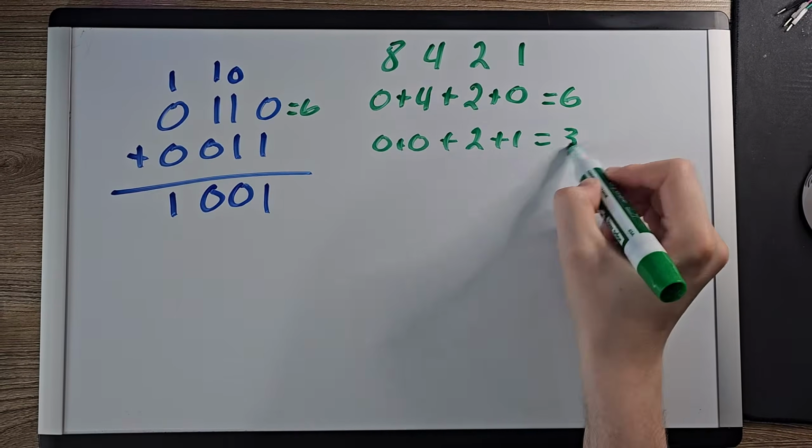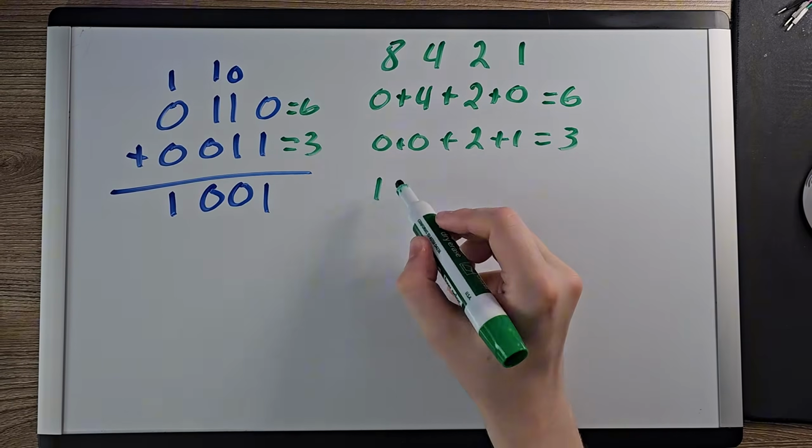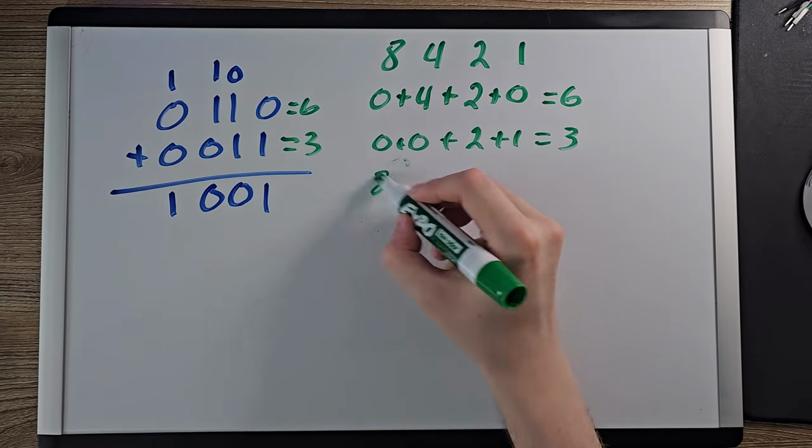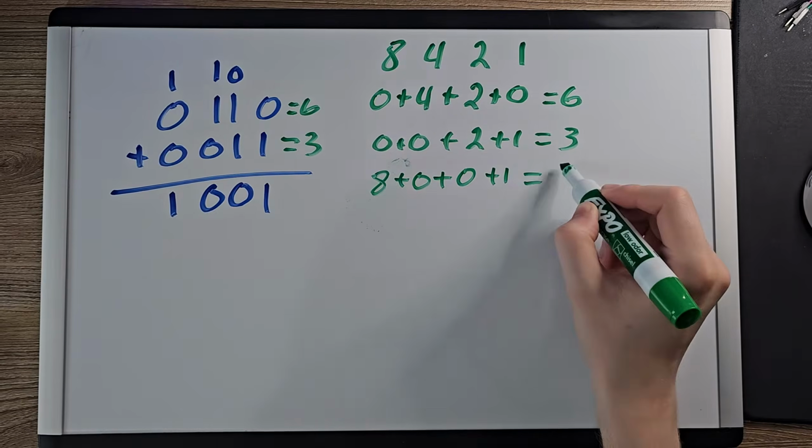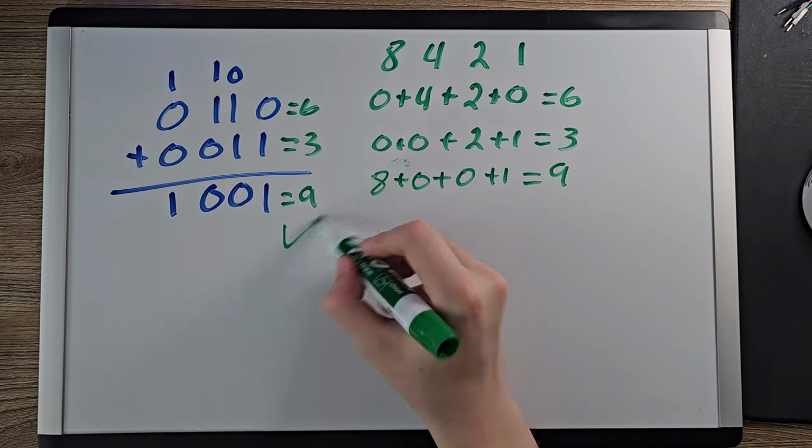So let's convert everything to decimal to make sure we're doing this correctly. 0110 is 6, and 0011 is 3. We know that 6 plus 3 is 9. So what do we have here? 1001. That is equal to 9.